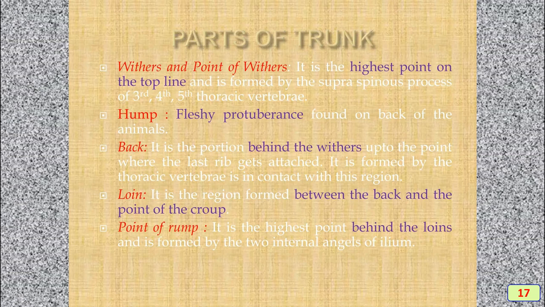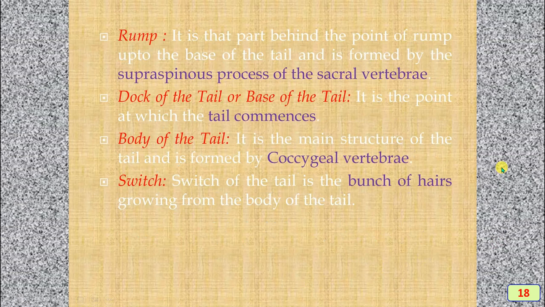It is formed by the thoracic vertebrae. The loin is the region formed between the back and the point of the rump, and the point of the rump is the highest point behind the loins, formed by the two internal angles of the ilium. The rump is the part between the point of the rump and the base of the tail, and is formed by the supraspinous processes of the sacral vertebrae.